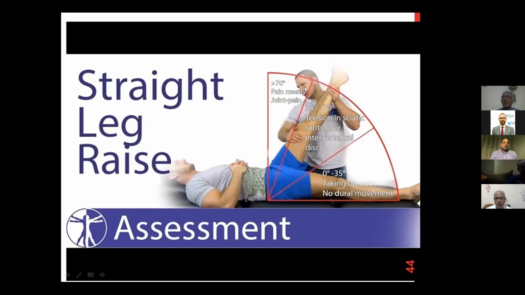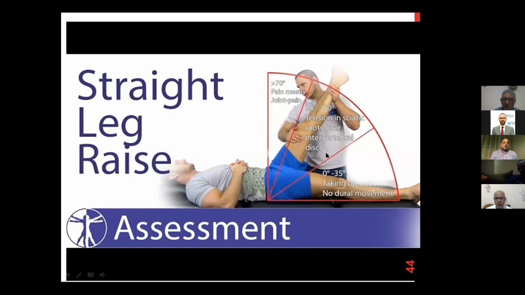If the pain starts to occur, we register the level at which the pain starts to occur, then we lessen the degree of the straight leg raising by about 10 to 20 degrees, and then we do the dorsiflexion of the ankle, and this produces pain. This is called sciatic stretch test.